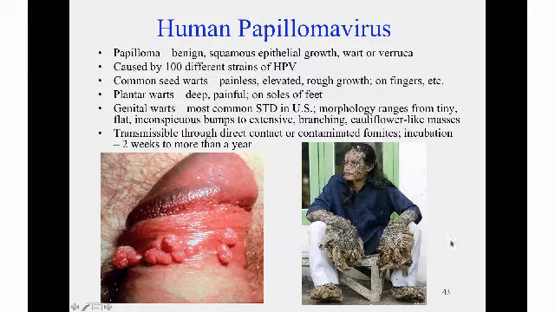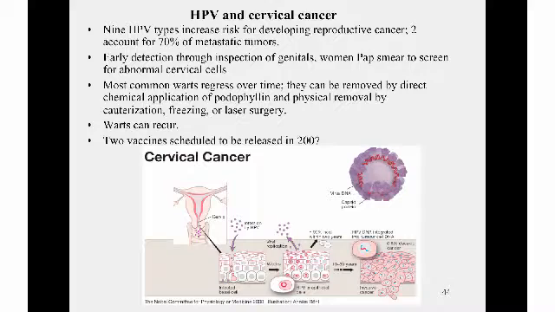And I believe this guy, he's been on the Discovery Channel a few times. He has undergone multiple surgeries to get these removed. And we also see there's genetic predispositions to contracting these viruses and developing these growths as well. So transmission is through direct contact or contaminated fomites, and the incubation is anywhere from 2 weeks to more than a year.